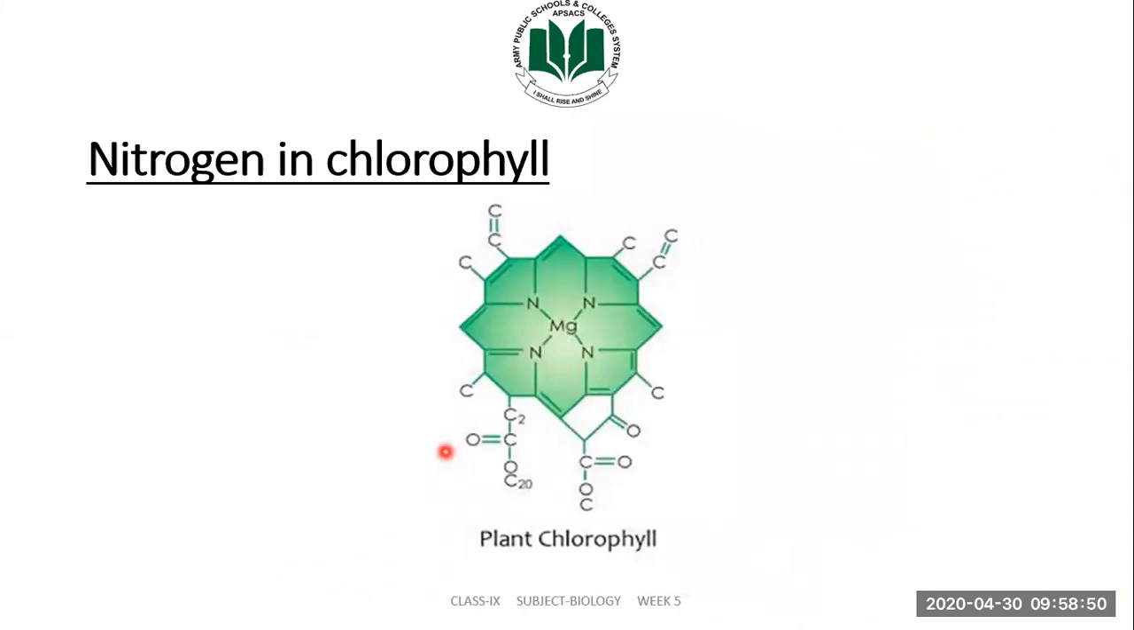Nitrogen in chlorophyll: as you can see here, this is the plant chlorophyll structure, in which 4 nitrogen atoms are present. So if nitrogen is deficient in the plant's soil or in the plant's body, chlorophyll will not be formed. The plant cannot undergo photosynthesis, and hence the plant wilts because of the absence of nitrogen.